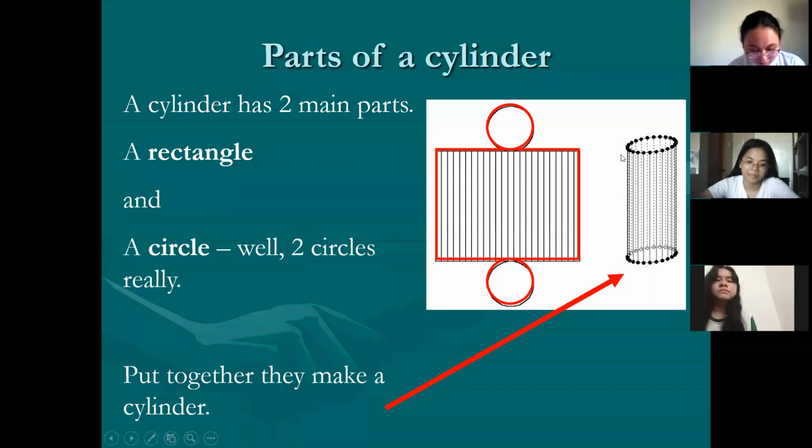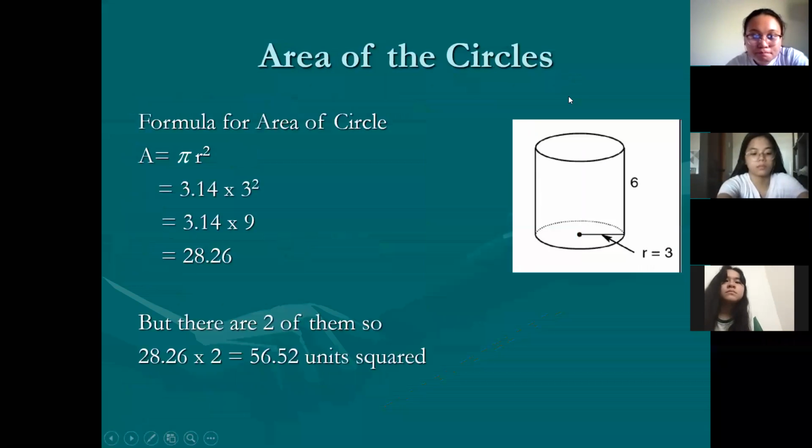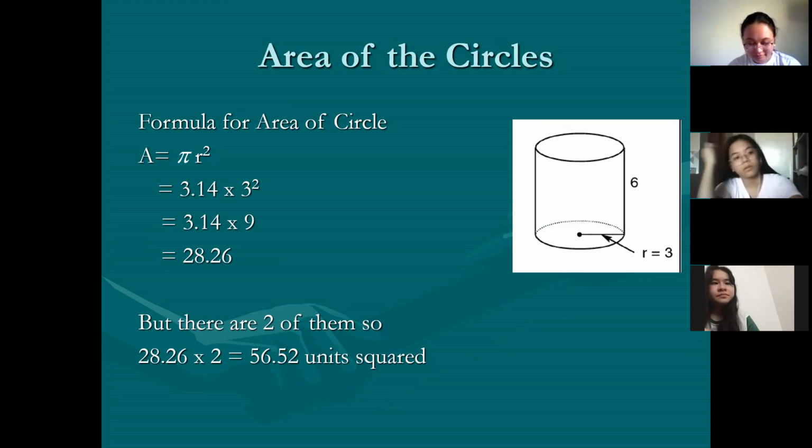Let's have some examples here. Here we have a cylinder with a height of 6 units and a base radius of 3 units. To find the area of a circle, we just have to follow pi r squared, where pi is equal to 3.14, radius is 3, raised to the power of 2. You'll get the area of the circle, 28.26 units squared. And since there are 2 of them, you multiply the area of one circle by 2, and you'll get the area of the 2 bases, or the 2 flat faces, as 56.52 square units.